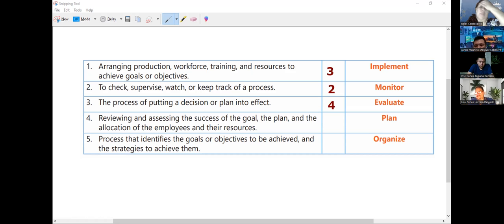Actually, evaluate and assess are almost synonyms, not exactly the same, but very, very similar. Okay, plan.